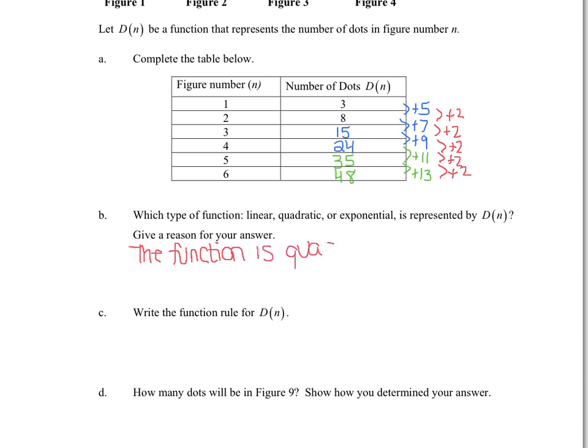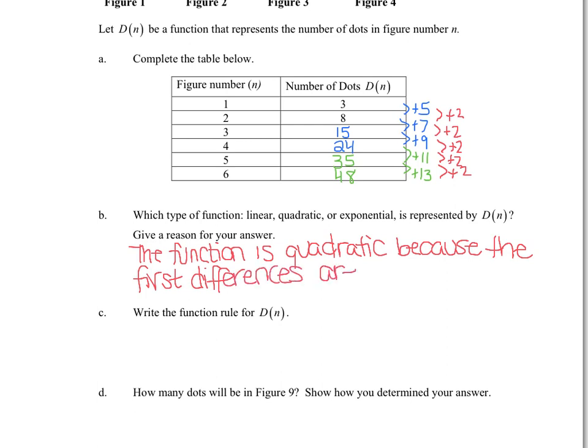So the function is quadratic because the first differences, so that's what's in blue and green, the first differences are linear, meaning those values have a constant rate of change of 2, or we can say that the second differences are constant.